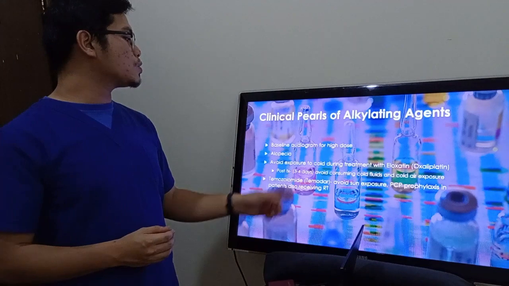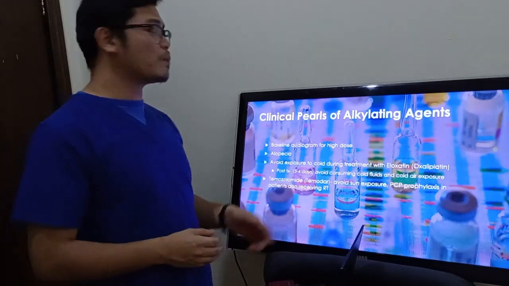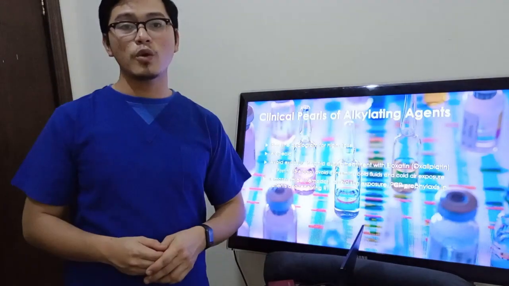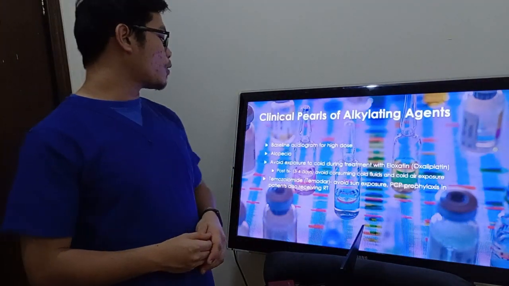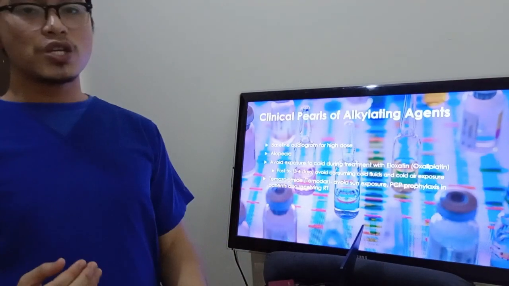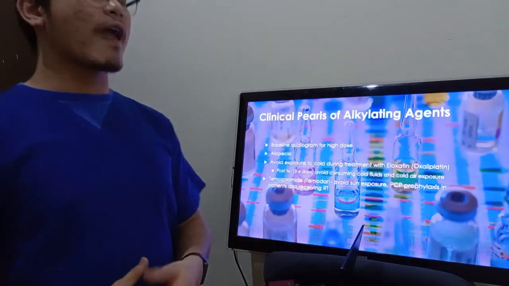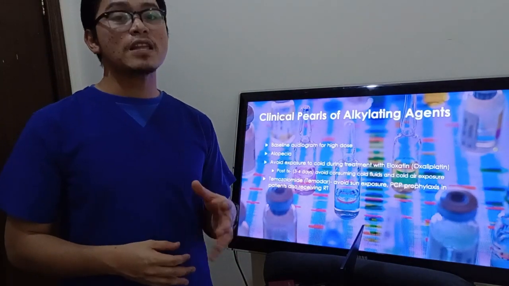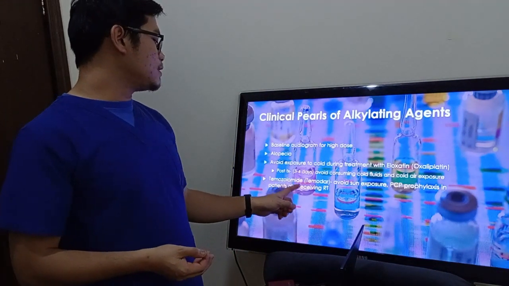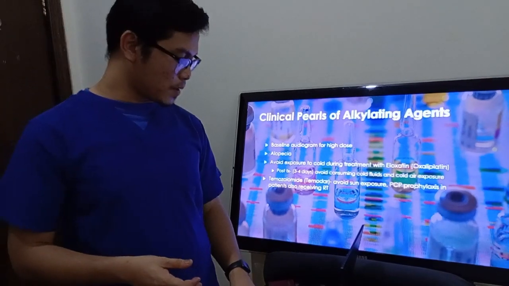We have a baseline audiogram for high dose, for ototoxicity monitoring. We also have alopecia, or hair loss. Avoid exposure to cold during treatment with Eloxatin, or oxaliplatin. Post-treatment, for 3 to 4 days, avoid consuming cold fluids and cold air exposure. This is the health education we can give to the patient: they should avoid drinking cold water or exposure to cold air because it can cause pain or peripheral neuropathies. For Temodar, avoid exposure, and give PCP prophylaxis in patients also receiving radiotherapy.